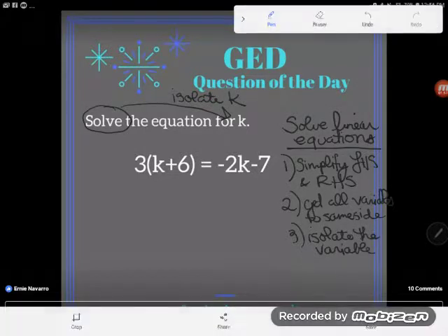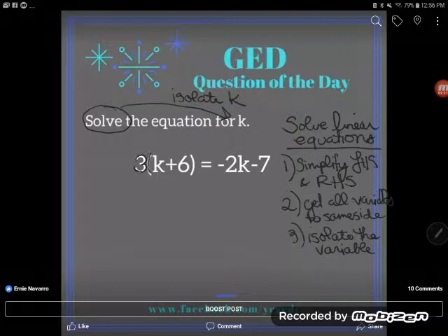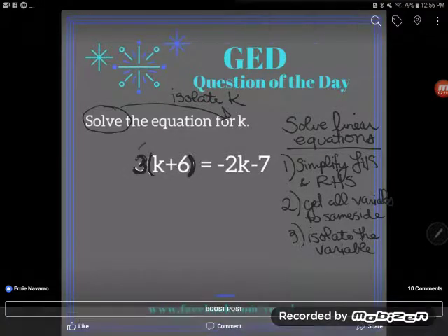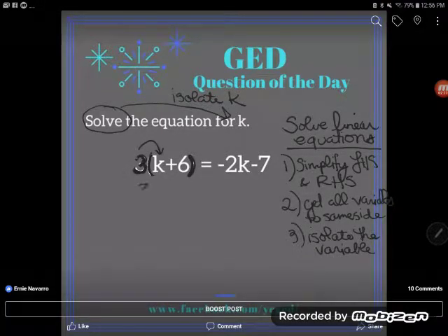Okay, so first thing, simplify the left-hand side and the right-hand side. If there's any work that I know how to do on the right or the left, I should do it. And what I notice here is I see some distribution. And that's just a multiplication. That's all that means. That's the fact that multiplication passes out over parentheses. So I know how to multiply 3 by all that jazz that's in the parentheses. And so that's what I should do. I'm going to use the distributive property, remembering that multiplication passes out over parentheses. So 3 times k is 3k. And 3 times positive 6 is a positive or plus 18.